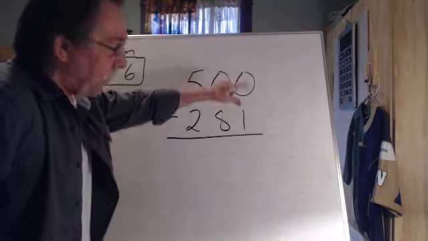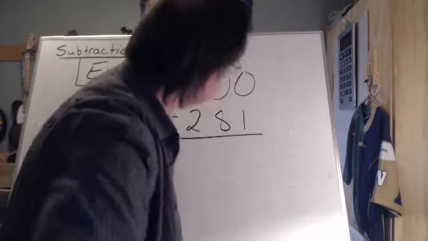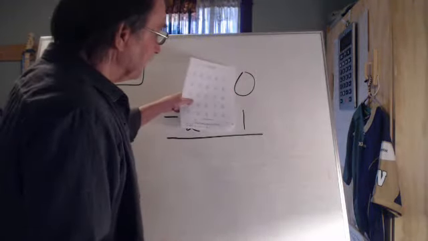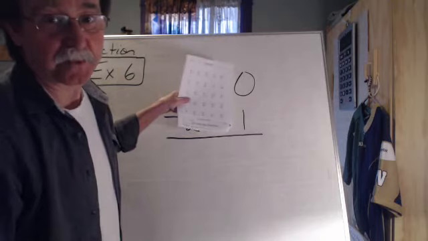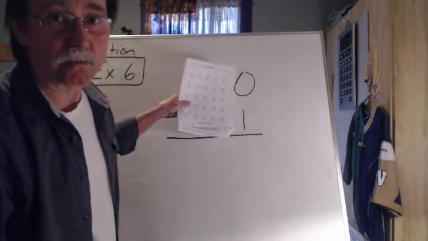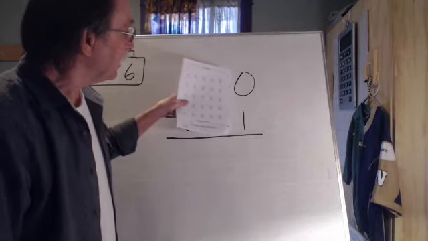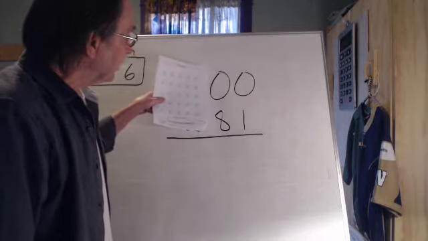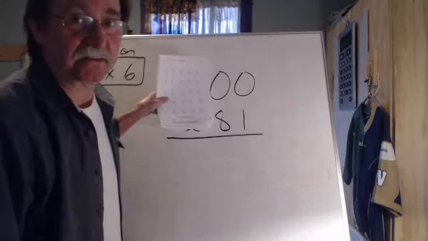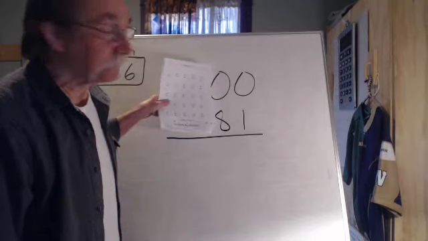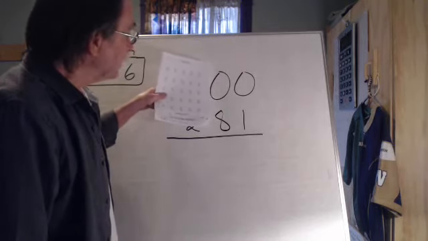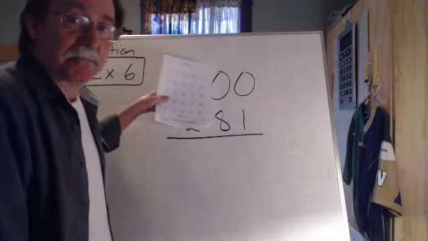Let's go over to the far right. 0 minus 1. Can't do it. We have to borrow or regroup. Now this is the problem on this one. Guess what? You go next door, there's still nothing. So if there's still nothing, you have to keep going.